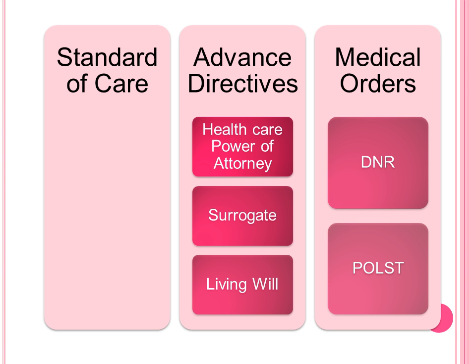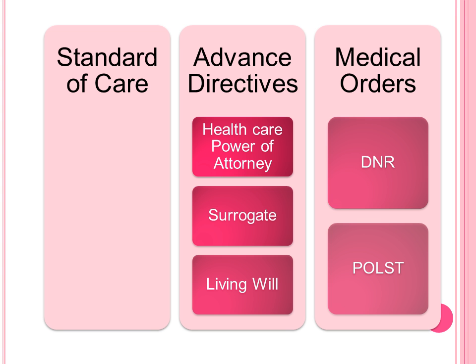Second are advanced directives. These are called different things in different states, but they are all legal documents. You use them to provide your general treatment wishes for unknown future medical crises. You also use them to identify a surrogate, someone who can speak on your behalf when you become incapacitated and cannot speak for yourself.